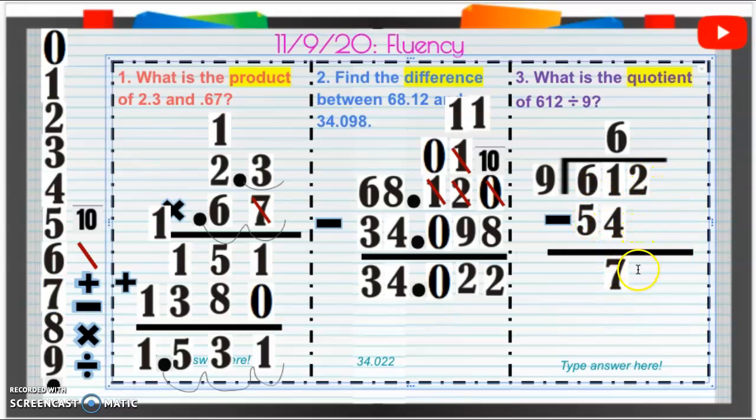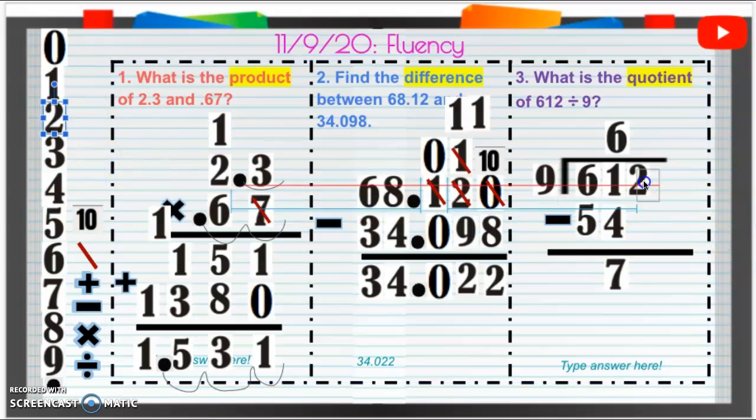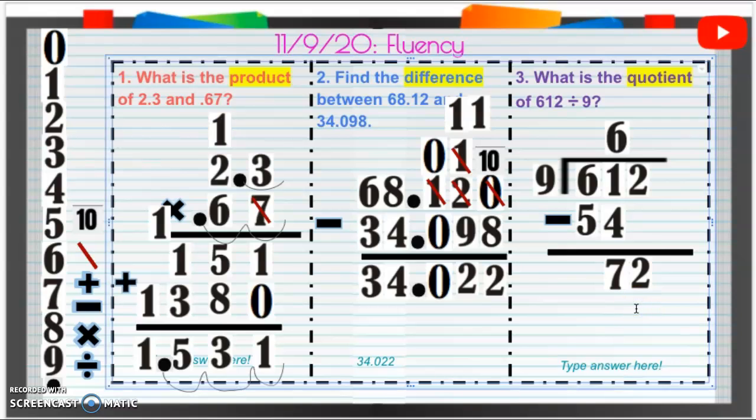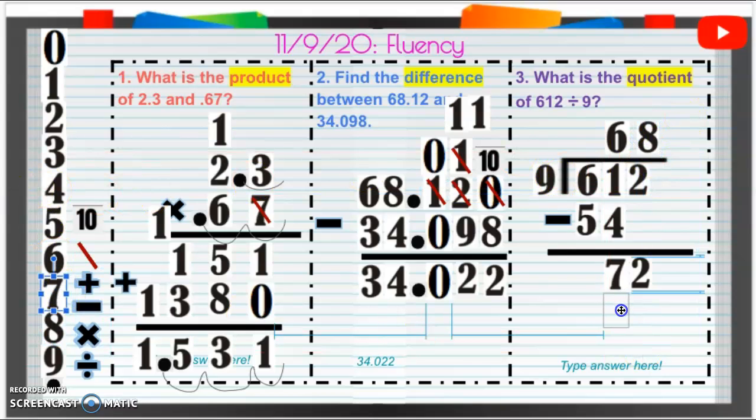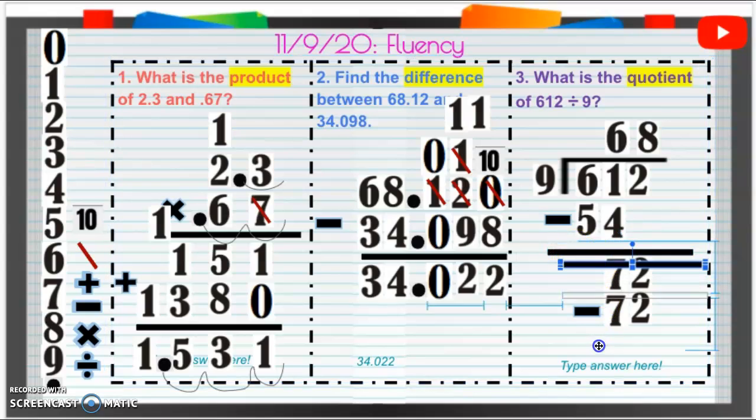I'm going to drop this 2 down here. Now, 72. How many times can 9 go into 72? It can go in 8 times. I know that. So 9 times 8 is, in fact, 72. When we subtract here, we do get 0. So we have no remainders. I'll have to add another division bar in there, too.